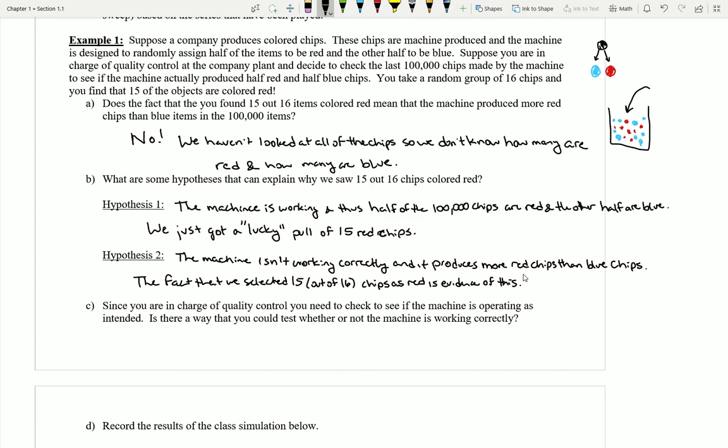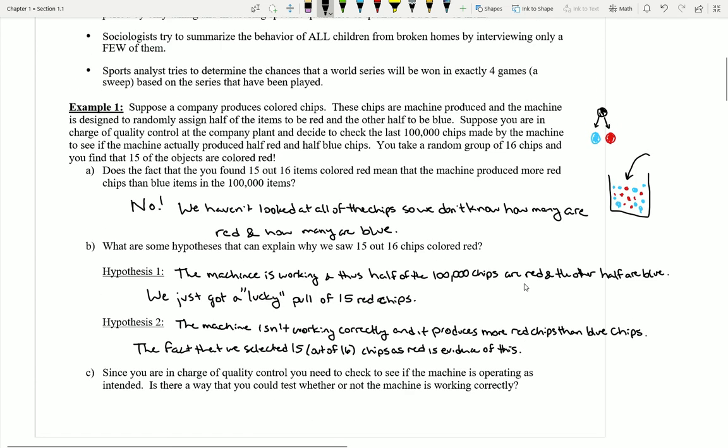Since you are in charge of quality control, you would actually need to check to see if the machine is operating as intended. So is there a way that we could test whether or not the machine is actually working correctly? And of course, what we'd like to do is to figure out, essentially, can I decide which of these hypotheses I think is the correct hypothesis to go with, even though I haven't looked at all the chips yet? Well, there are a lot of different ways that I might be able to come up with trying to ultimately simulate the idea of picking chips out of this bin.